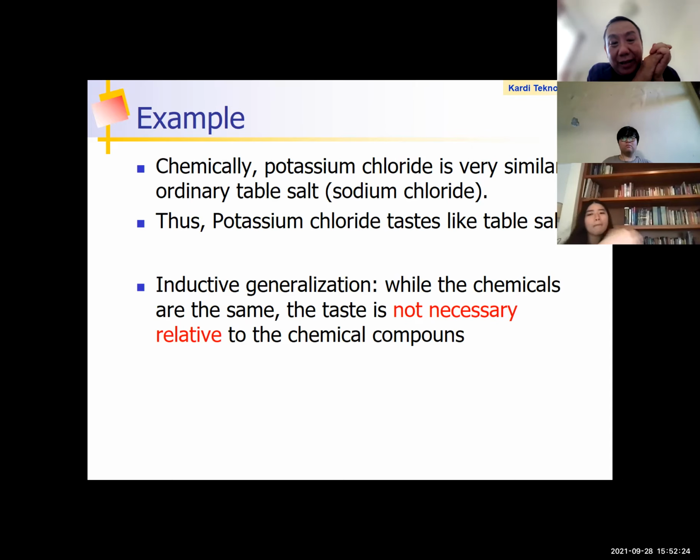Chemically, potassium chloride is very similar to ordinary table salt, which is sodium chloride. Thus, potassium chloride tastes like table salt. Is it true? Okay, so this is inductive generalization. Where the chemicals are the same, the taste is not necessarily relative to the chemical compound. It's not necessarily that potassium chloride is salty. They're irrelevant.